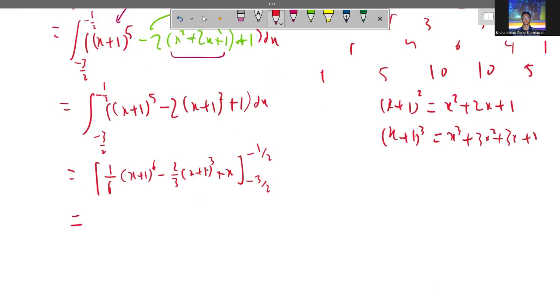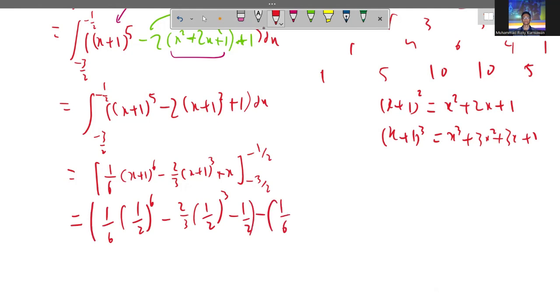All right, so if we substitute these values, fear not. Minus 1/2 plus 1 is 1/2 to the power of 6 minus 2/3 times 1/2 to the power of 3 minus 1/2. And then 1/6 times minus 1/2 to the power of 6 minus 2/3 times minus 1/2 to the power of 3 minus 3 over 2.